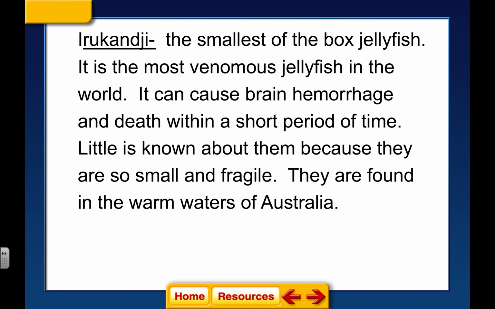Well, Irukandji, you can't see them, and they can get through the teeny, tiny parts of the net, and so people are basically swimming at their own risk. And a lot of times people are swimming in full wetsuits, but these Irukandji have been known to sting the portions of your face if you don't have a full face mask on, and they can be very, very dangerous.